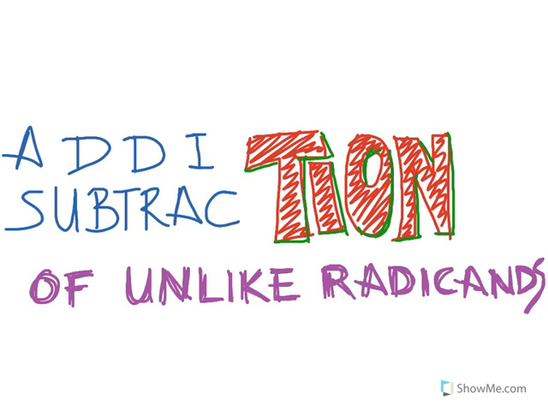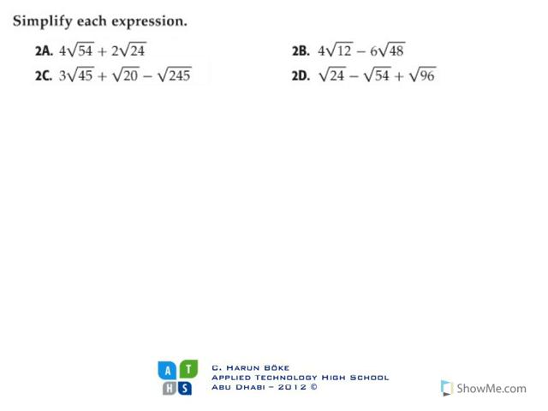In this video, we are going to talk about addition and subtraction of unlike radicands. Now, let's see some examples. In 2a, we have 4 square root of 54 plus 2 square root of 24.